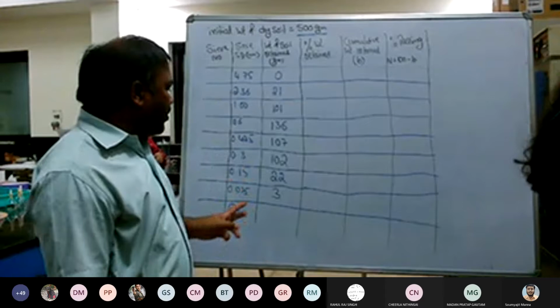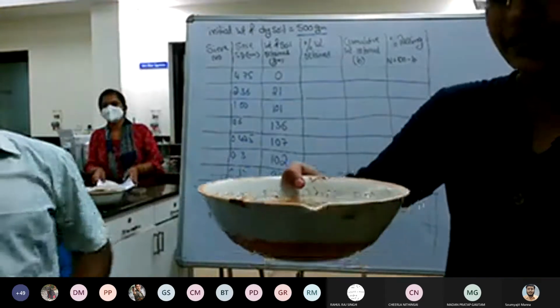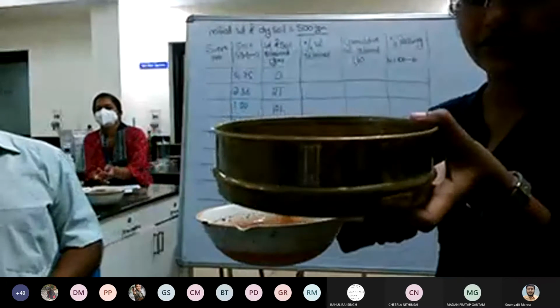So we have taken the sample of soil and we are placing this soil in this 75 micron sieve and we are passing a water jet through it. Until the water is passing down the sieve clearly, till then we have to do the experiment.